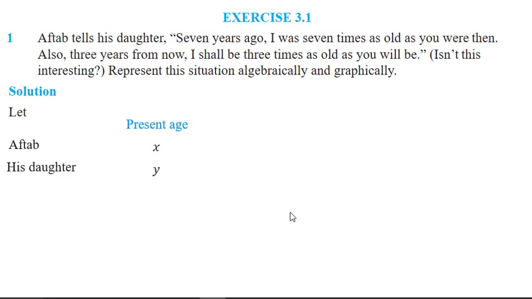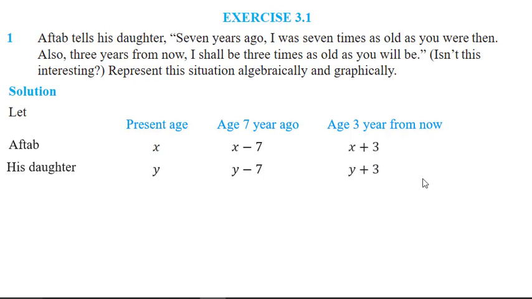Now they have mentioned regarding 7 years ago. So 7 years ago the age of Aftab will be x minus 7 and age of his daughter will be y minus 7. Then they have mentioned about age after 3 years. I shall be 3 times as old as you will be after 3 years. So age 3 years from now, the age of Aftab will be x plus 3 and age of his daughter will be y plus 3. Now let us see the conditions given in the problem.